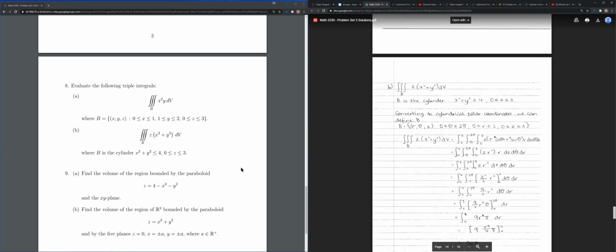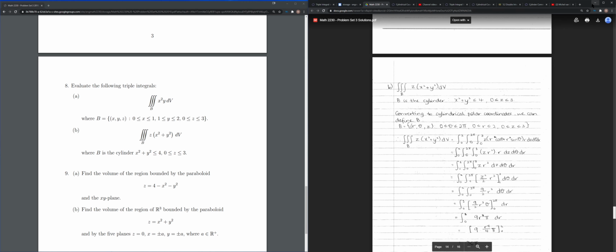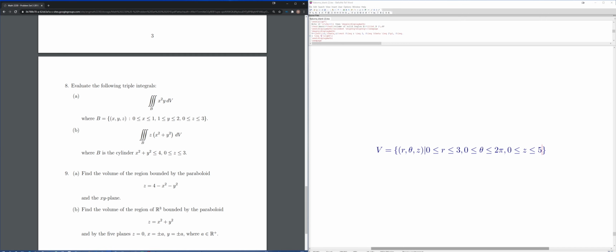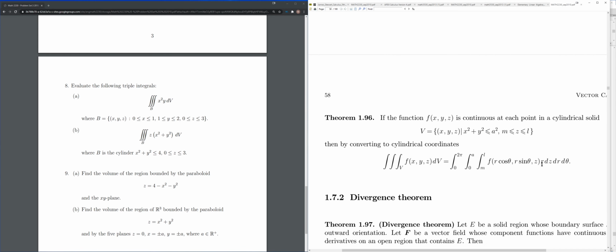And you get in the entire disk, which means that theta is going to go between 0 and 2 pi, right? And the z just goes between 0 and 3, the same z going between 0 and 3, right? So I have the limits for the r, theta, and z.